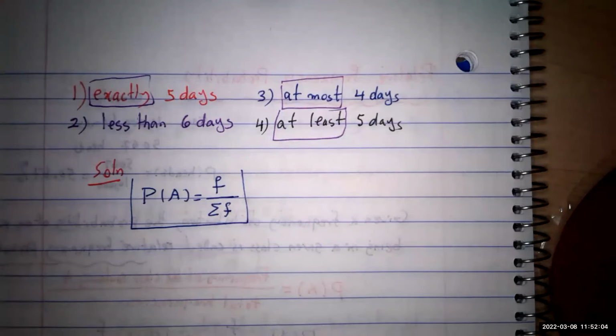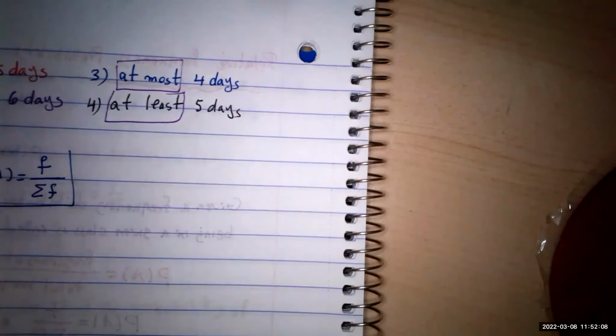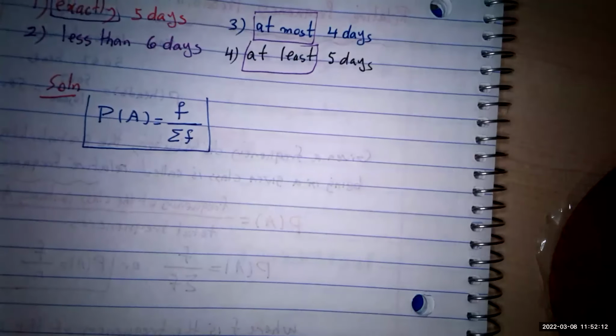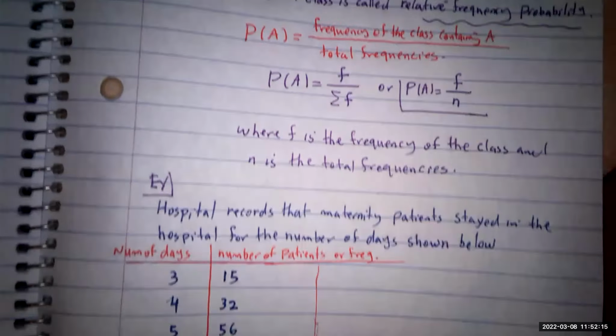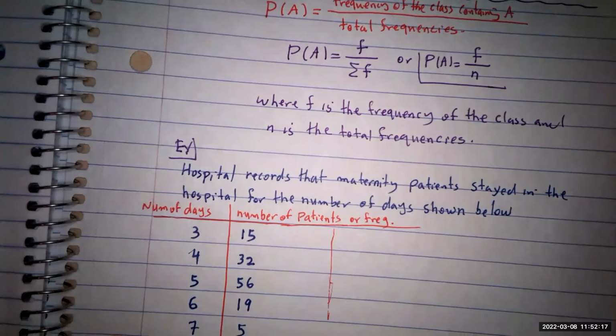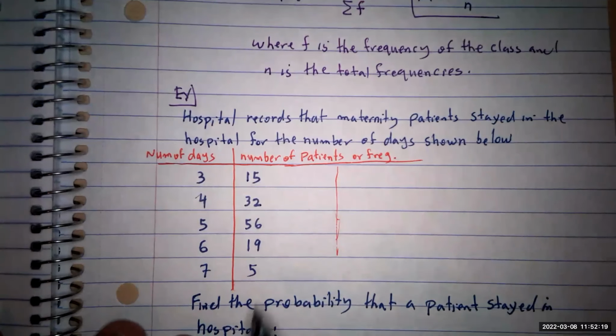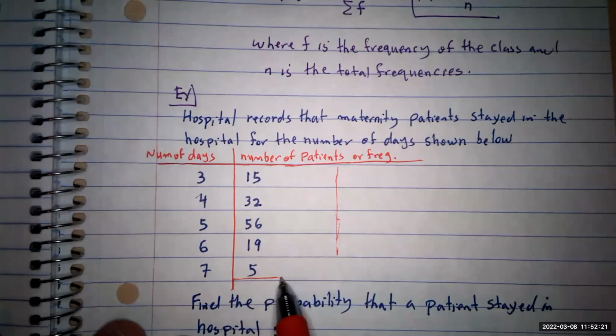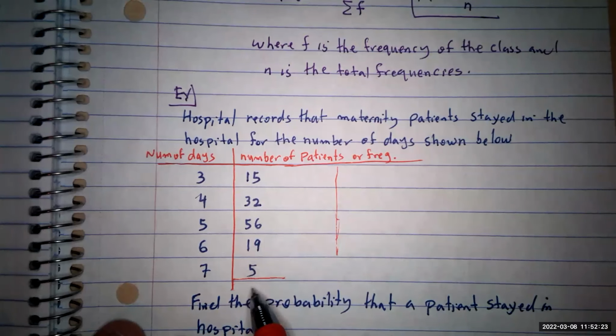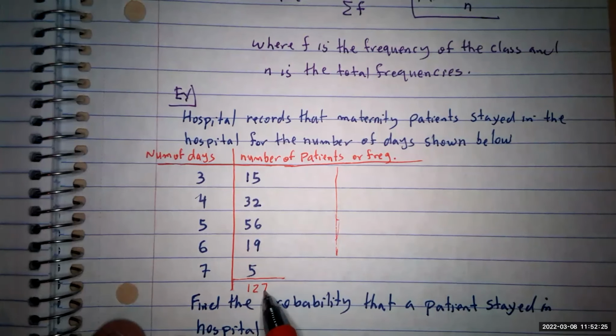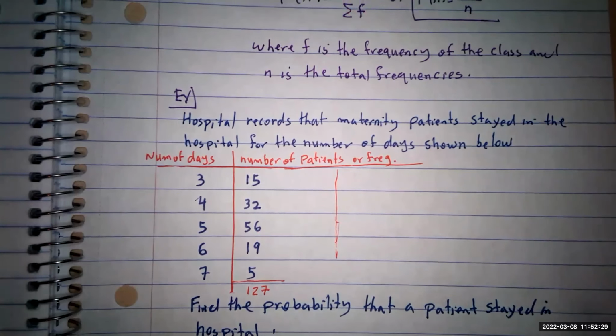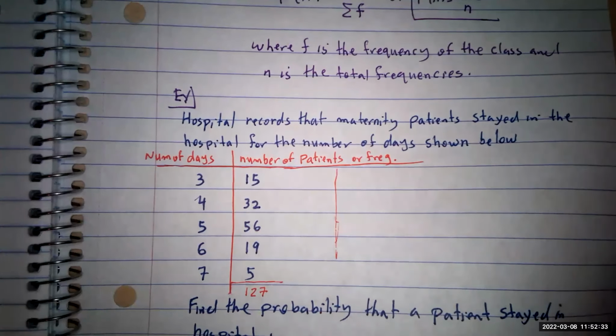So the first thing you need to do is go back to your table and give us the sum of all the frequencies, sigma f. If you go to the table and add these numbers together, the total is 127 patients, the total number of patients that you had in this survey. Any question?